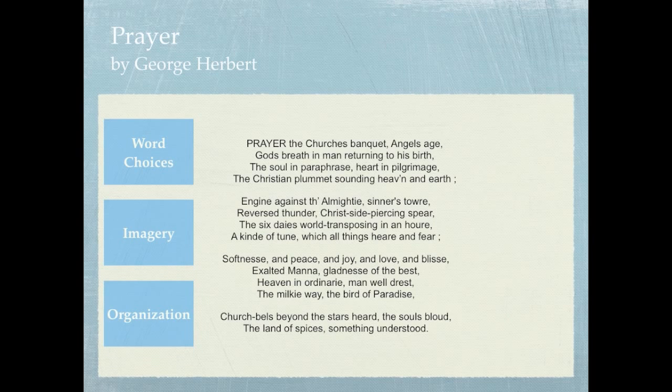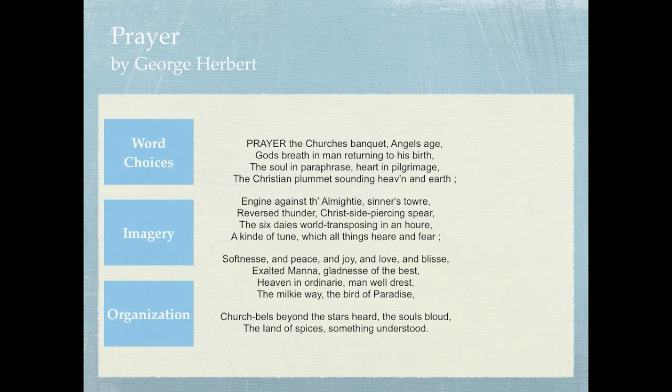So how does George Herbert organize his poem? Well, if you think about it, in the first stanza it's a lot of abstract images. In the second stanza, a lot of powerful images. In the third stanza, a lot of soft and blissful images, a lot of peaceful images. And so he's breaking it up into these different ideas, especially that second and third stanza. They're joined together by the strength of their images or the things that they have in common.